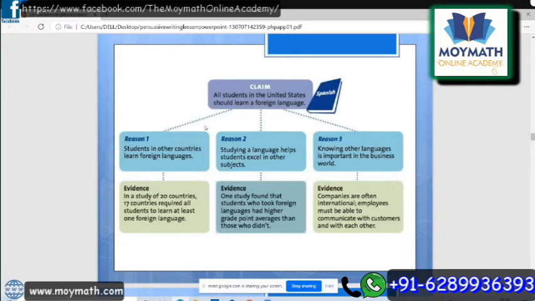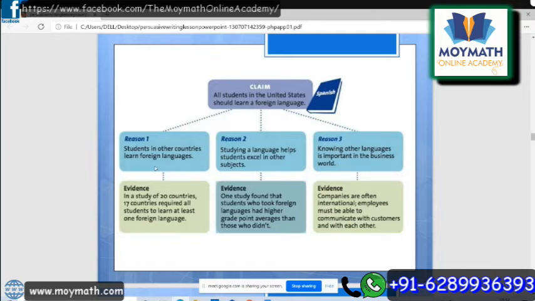Now the reason. First I said the claim must be reasoned out. Reason one: students in other countries learn foreign languages. Of course, see the students back in India. They are learning so many. Some of them are learning even French and German in schools. So in other countries also they are learning foreign languages. And that is a reason you are giving.